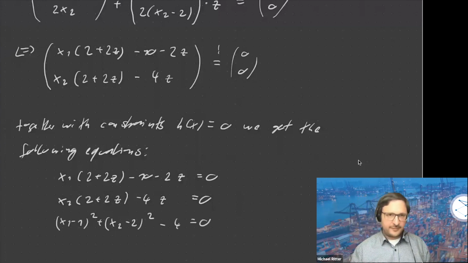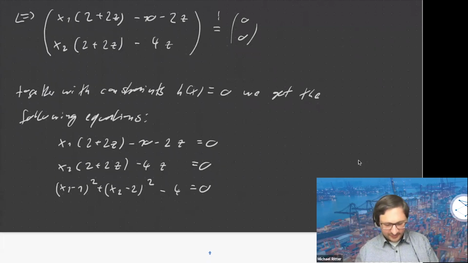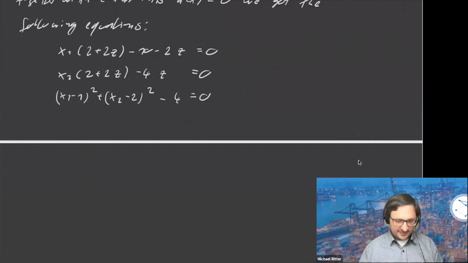So we have 3 equations, and we have unknowns x1, x2, and z. So we're just going to try and solve for those unknowns. Of course, this is not a linear equation system, so we cannot just use Gaussian elimination. Instead, we have to try and be creative about the solution. So let's see how we can manipulate that system. Let's say we take the first and the second row and we solve those for x1 and x2 respectively.